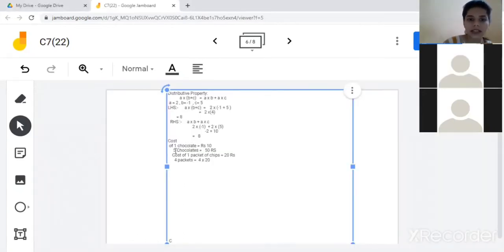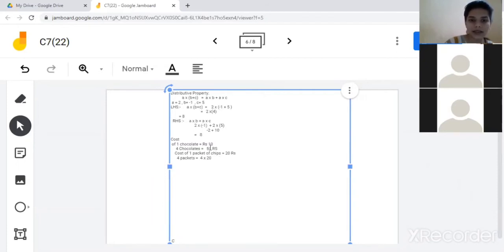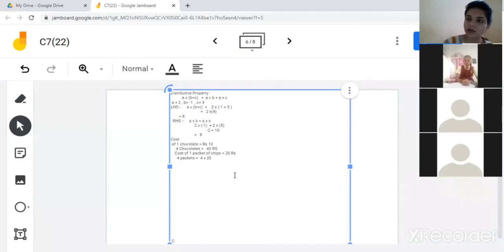Suppose you want to purchase 4 chocolates and 4 packets of chips. You can do it in two ways. You can add both the costs, then multiply with their quantity, or you can do the separate multiplication of their costs and add. Both the answers will be the same. So this is the real life example of the distributive property.